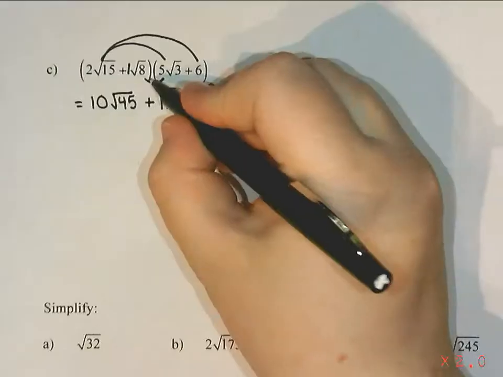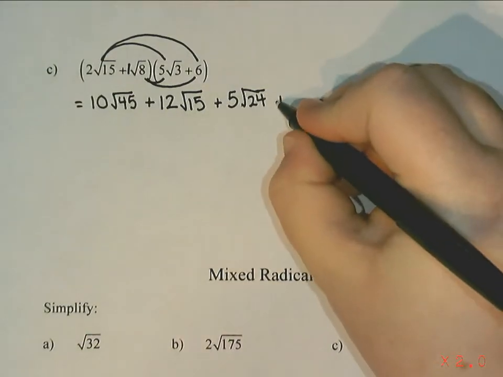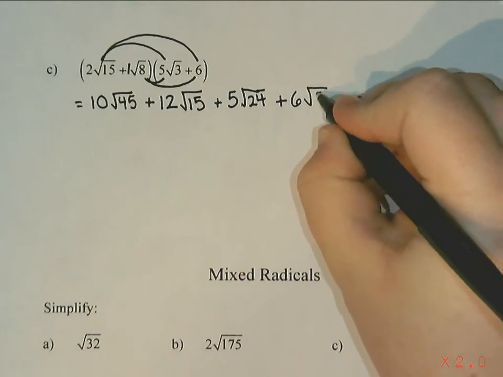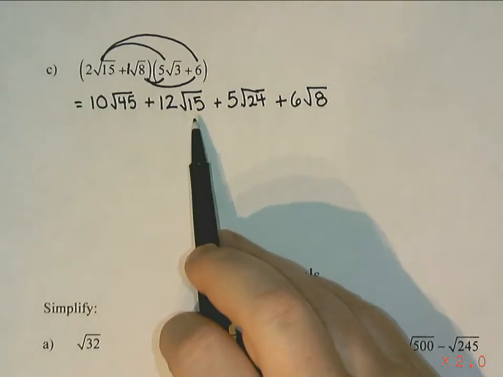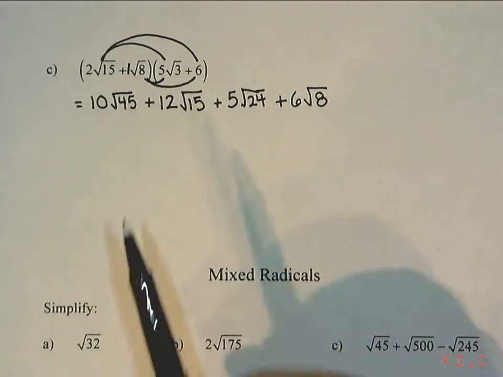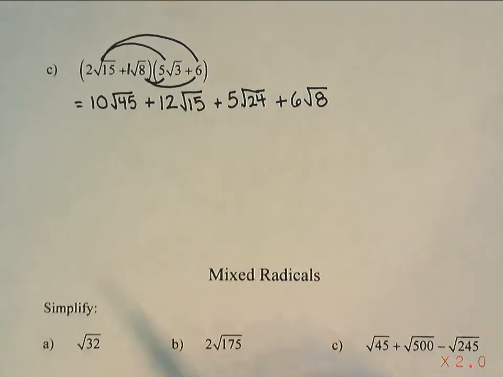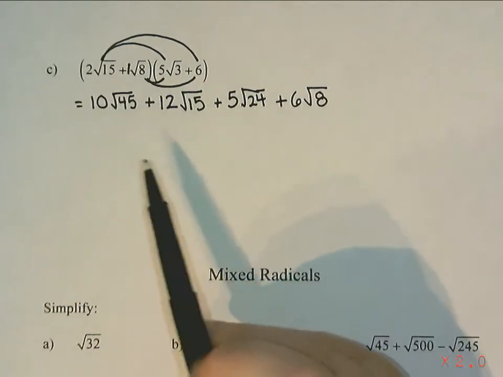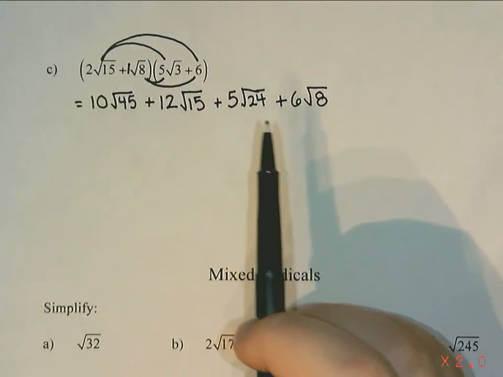And then our last one, we do the last term in each bracket. So that's going to be the square root of 8 times 6. And since one's a coefficient and one's a root, we're just going to end up with 6 root 8. And then if I want to collect up my like terms, I notice that I don't really have any terms in the square roots that are the same. I also check to see if any of them would work out nicely on my calculator, which they would not. So for now, we're just going to leave our answer as 10 root 45 plus 12 root 15 plus 5 root 24 plus 6 root 8.